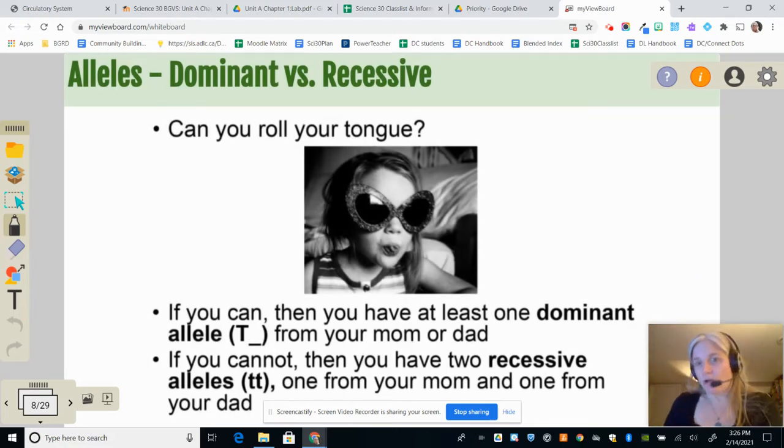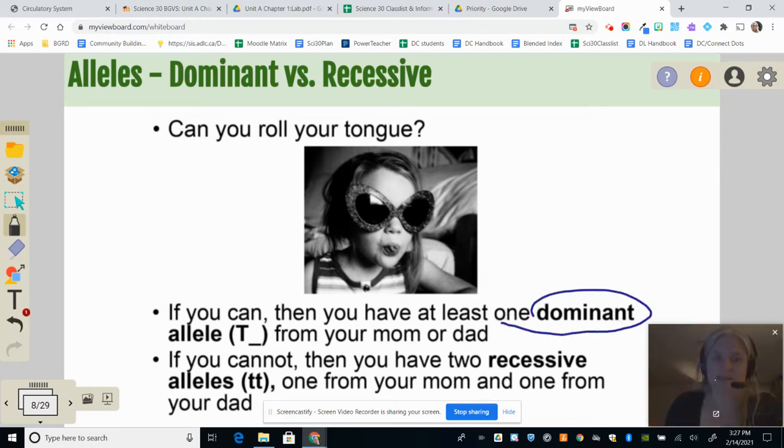Okay, so another dominant versus recessive trait that you can test out on yourself is, can you roll your tongue? I can. If you can, then you have at least one dominant allele. So we're going to represent tongue rolling, this makes more sense, if you can roll your tongue, a capital T. Okay. If you can't, that means you have to have two recessive alleles, little t's.